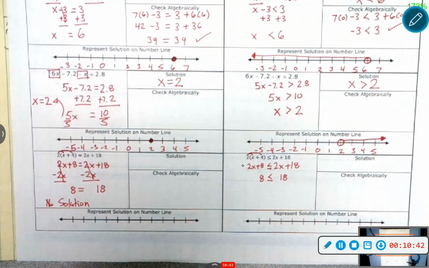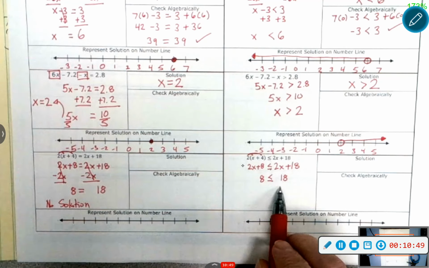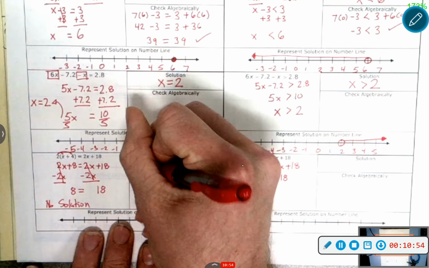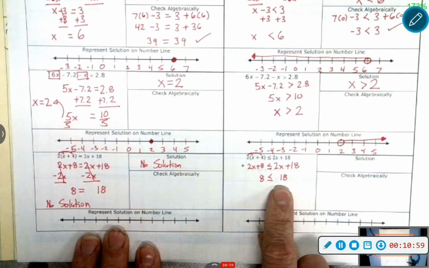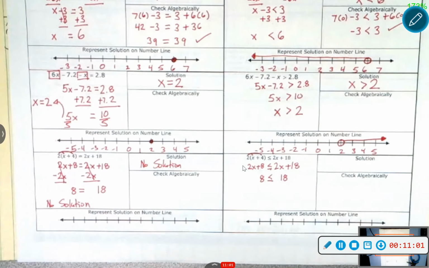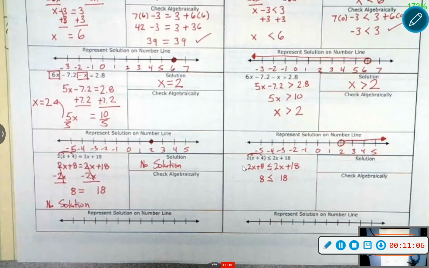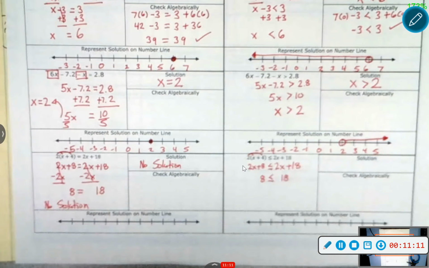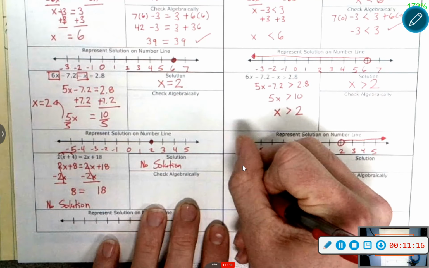This time, is that a true statement? It is a true statement. 8 is less than or equal to 18. So even though when you do an equation and you get a false statement, there's no solution, with an inequality, sometimes what would be a false statement for an equation is actually a true statement for an inequality. And any time after your variables cancel out, if you get a true statement, we say there are infinitely many solutions.